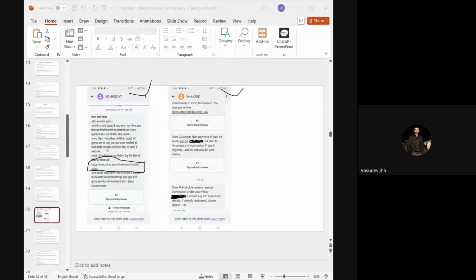Actually, both are fake. But the case is different. This is complete social engineering, a kind of attack. Here, some attackers got access to the Patna Municipal Corporation website, and they are sending this message to random people.